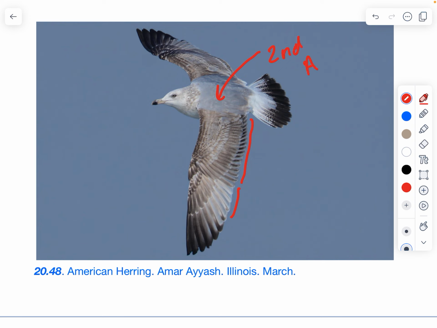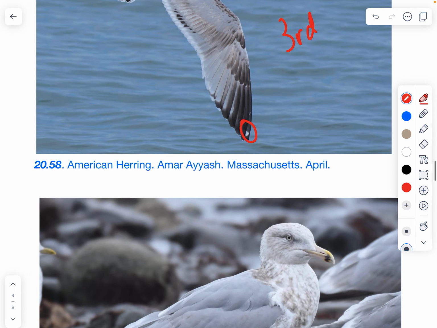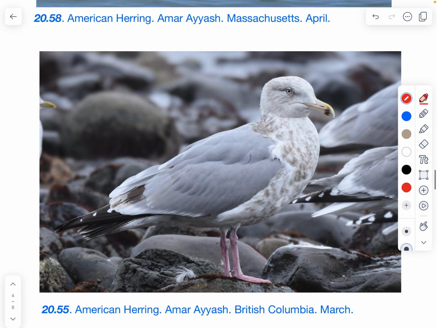But the gray scapulars are very likely second alternate. These flight feathers here are second basic. All right, more aging here. Perched bird, this is March in British Columbia. And the question is second cycle or third cycle.